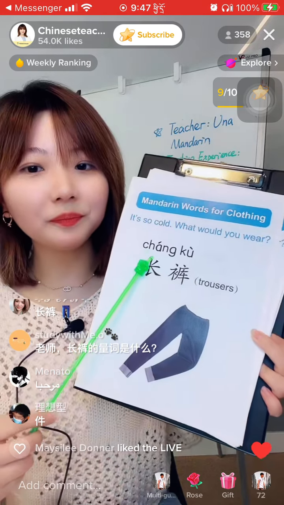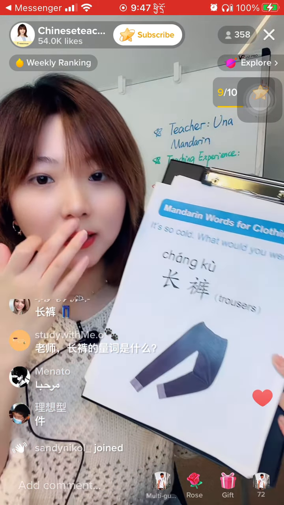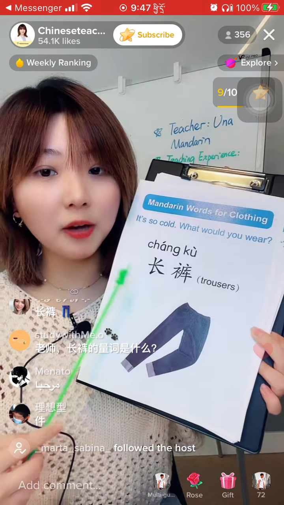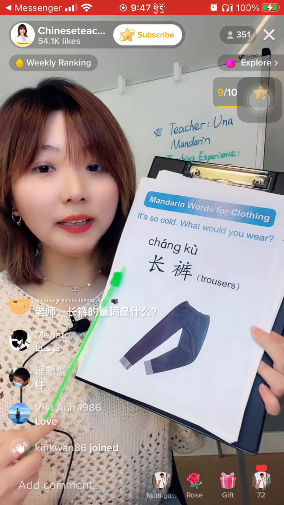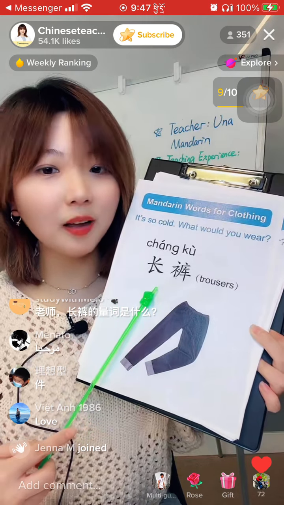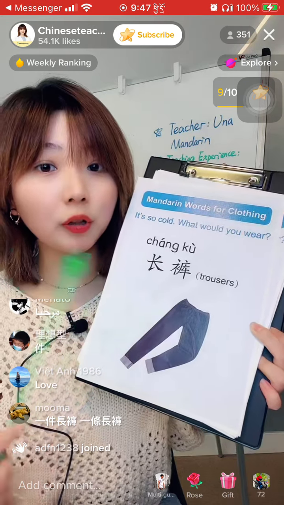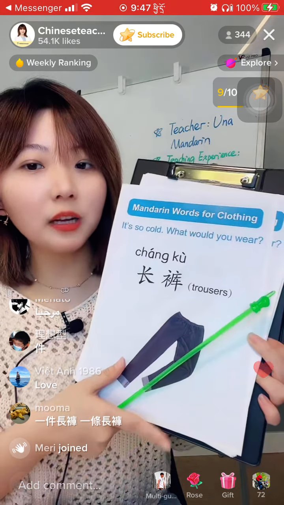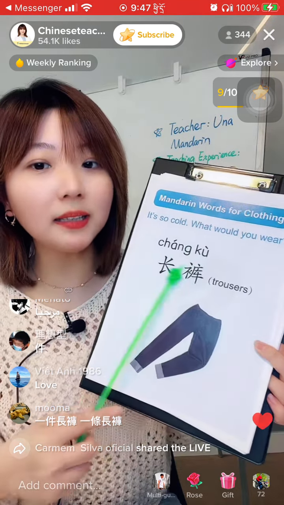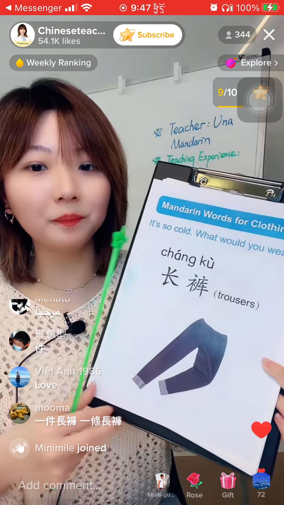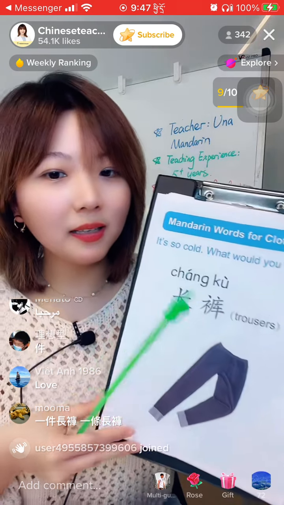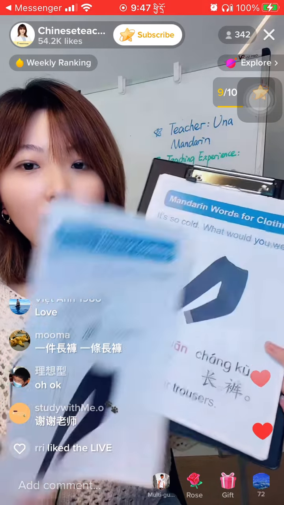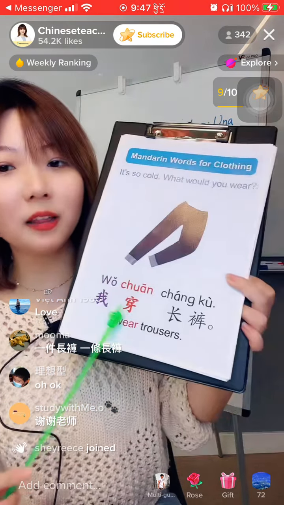Okay? So 量词是什么？一条，一条长裤，一条。What is a measure word? Measure word is 一条，一条长裤。Okay, not 一件。件 is for clothes, T-shirt. 一件衣服。但是裤子我们说一条，一条长裤，条。我们不说一件长裤，我们说一条长裤。Okay, so let's see the full sentence.